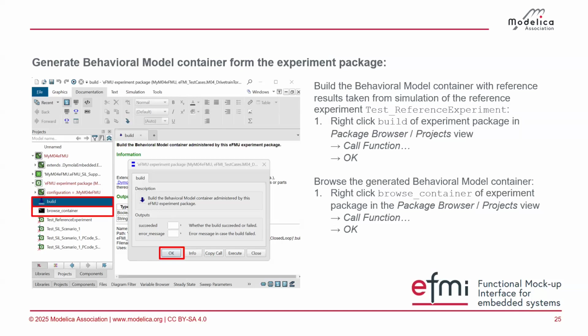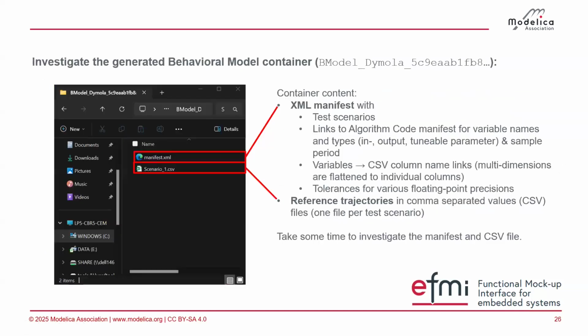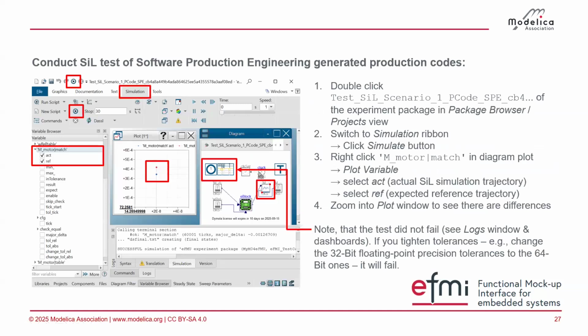And you have the manifest that describes all the test scenarios, tolerances, how it's mapped to the CSV file, and so on. You can take your time later to investigate this, look into the manifest, how this links. This is the stuff you get: an XML manifest with the test scenarios, the links to the algorithm code, which kind of things you have in output, unit parameters, the variables, the tolerances, reference directories. After that, we can finally do the software-in-the-loop test.